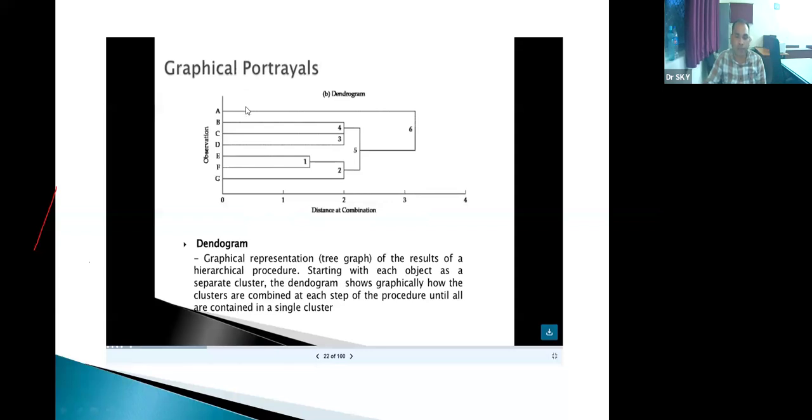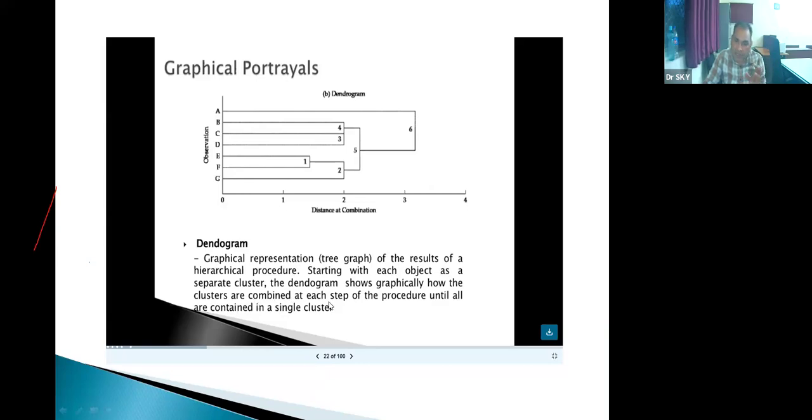See here, this graph is known as a dendrogram. We use it for the description of the agglomerative method as well as the divisive method, both. So what is a dendrogram? A graphical representation or tree graph of the results of a hierarchical procedure, starting with each object as a separate cluster. See here, A, B, C, D, E, F, G. All are single valued clusters, single observation clusters.